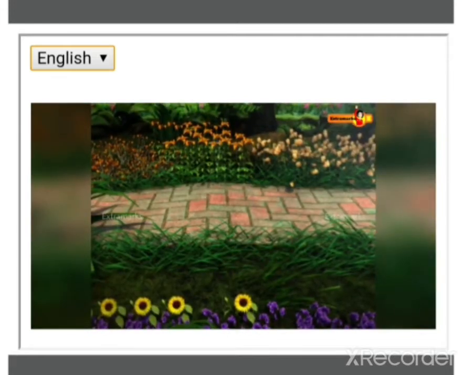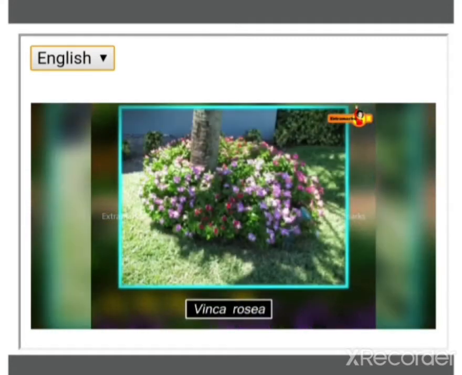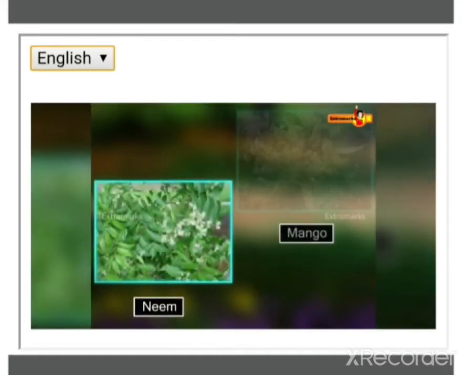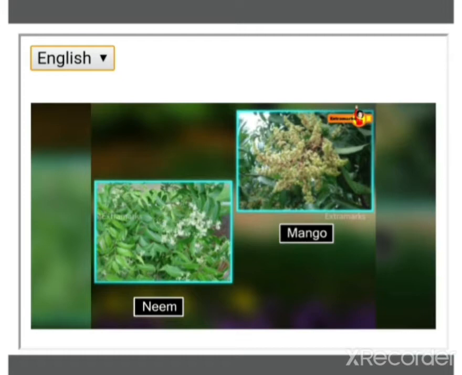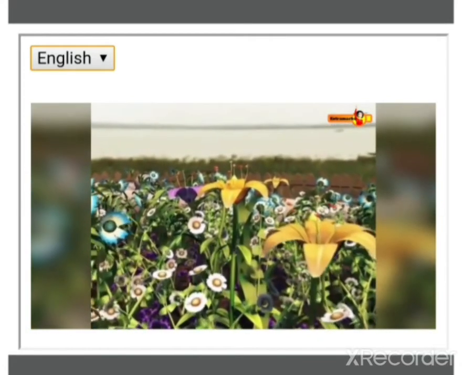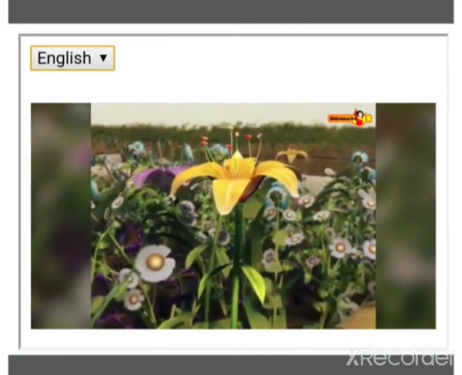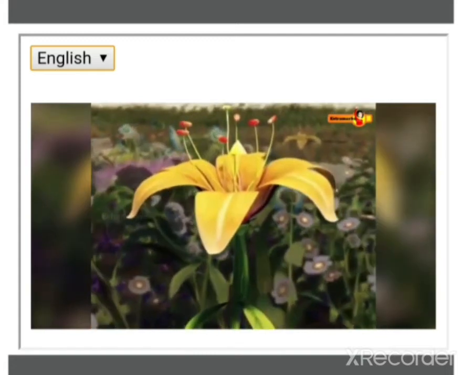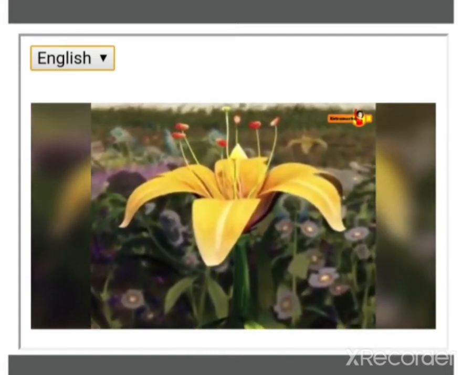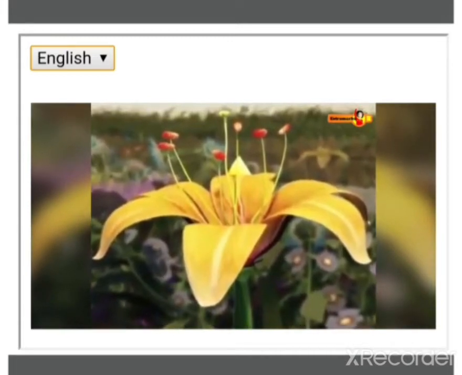Different flowers bloom at different times of the year. Some plants like Windsor rosea bloom throughout the year, while blooming in some parts like neem and mango occurs once in a year. Flowers are always the best way to express our feelings, no matter what the reason or occasion might be. They are the ultimate ornaments to enhance aesthetics of a place.